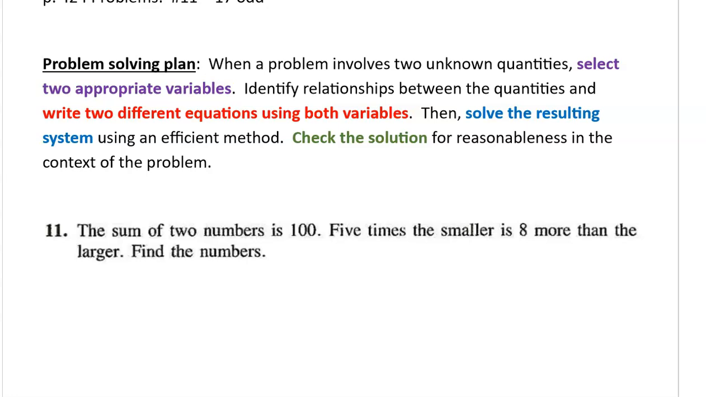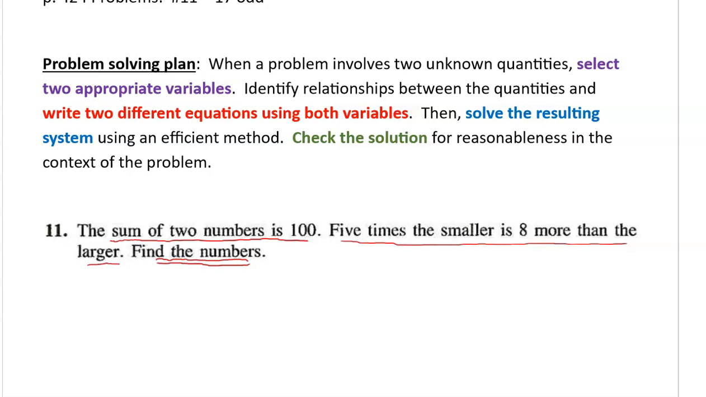The sum of two numbers is 100. This is describing a relationship between two numbers. Now there's another sentence. 5 times the smaller number is 8 more than the larger number. This also describes a relationship. Now, what are we asked? Find the numbers. We don't know what they are, and there's two of them.